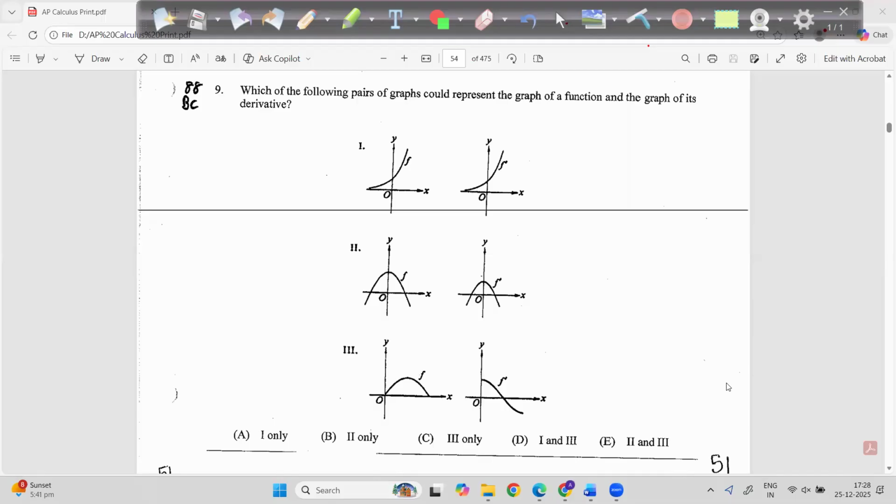C, sir. Okay, we'll just see once. Sir, C. Why is the first option wrong? Why is the first option wrong?